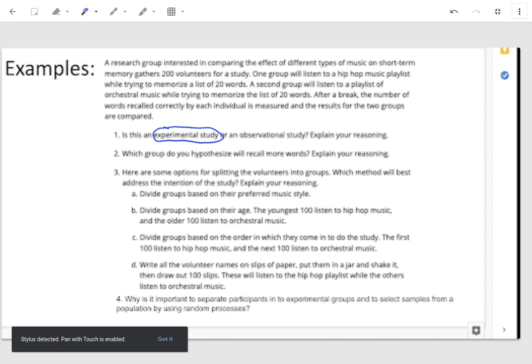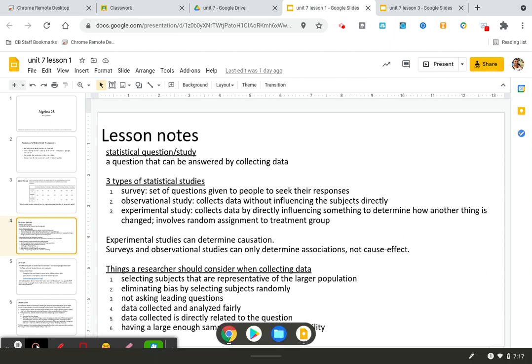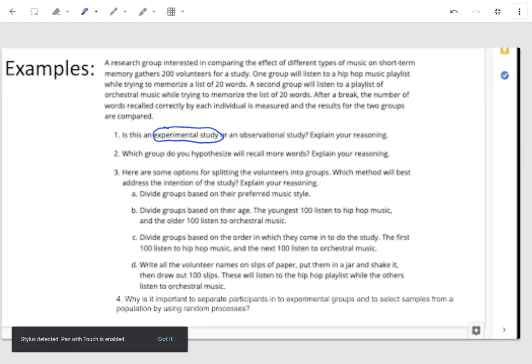The second reason is that the researchers are directly influencing the subjects, as it says in the lesson notes here. So, an observational study would be like they're sitting in another room, not interacting with the subjects while they listen to music. In this case, they are actually interacting with the subjects. So, therefore, this is an experimental study.